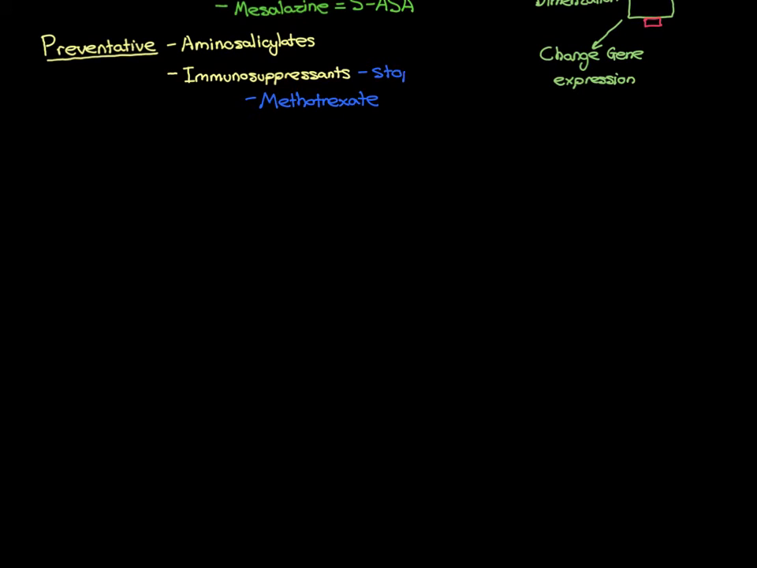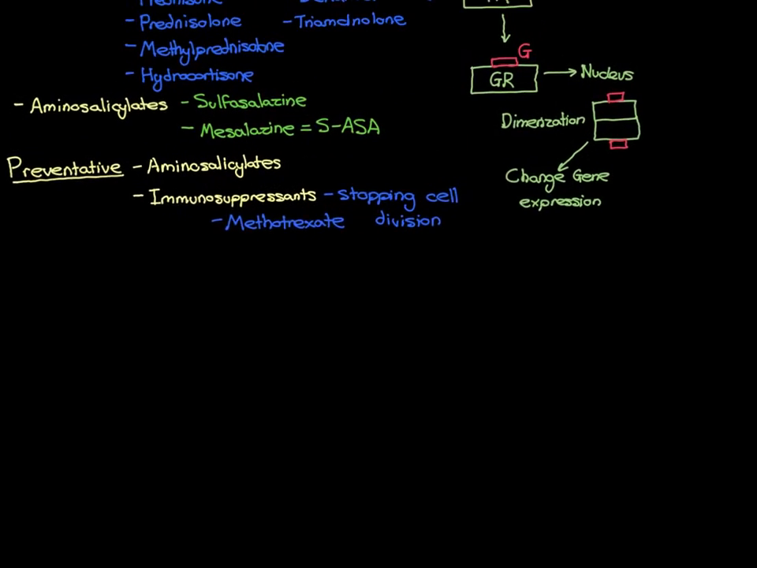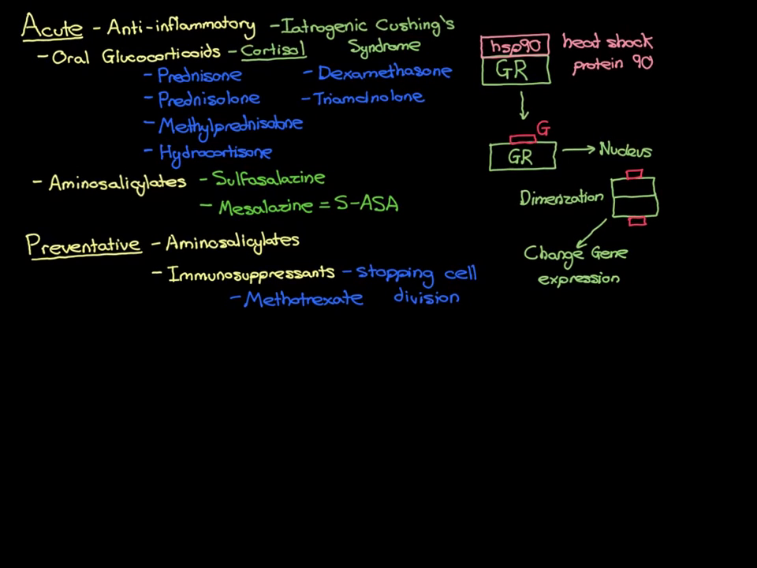So we can contrast the mechanisms of immunosuppressants to anti-inflammatories. Anti-inflammatories stop the inflammatory mediators. Immunosuppressants work by stopping cell division. And this is why they can also be used to treat cancer, because cancer is, of course, cells dividing too rapidly.